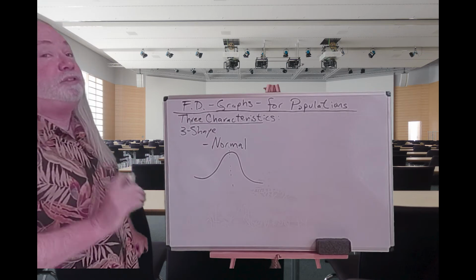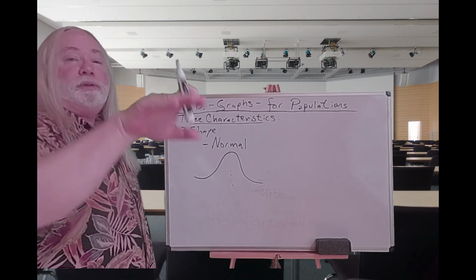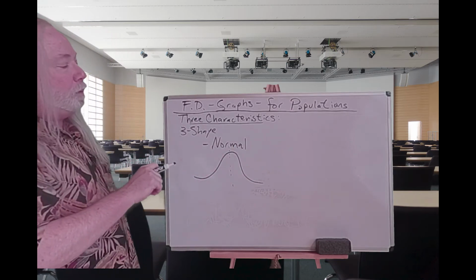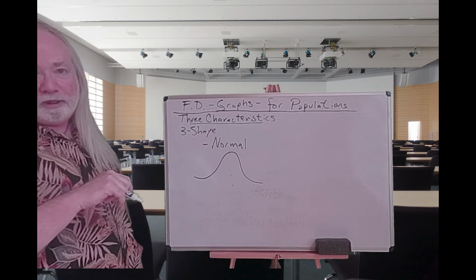So a curve can be symmetrical. That one that I drew that looked like a camelback, 2 humps in the previous video, that was symmetrical, but it wasn't normal because it didn't have one lump in the middle.